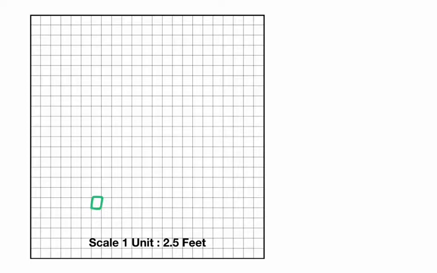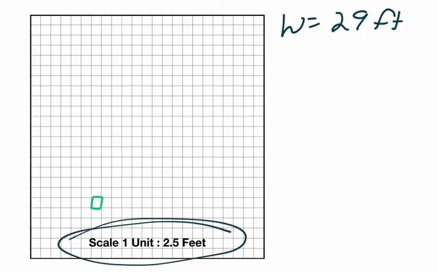So what does that mean, gentlemen? Well, that means if I told you earlier that I had a width of 29 feet, I need to figure out how many units that would actually be. So I use my scale factor as a proportion. Okay, write it like this. 1 unit is equal to 2.5 feet. And I made this scale up myself, you're going to make yours up yourself, and then you're going to apply the math.